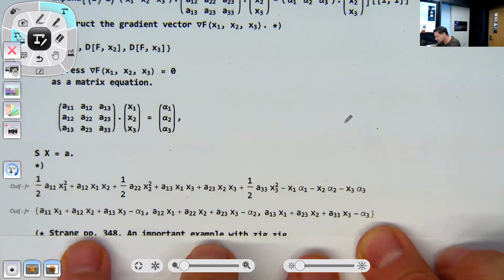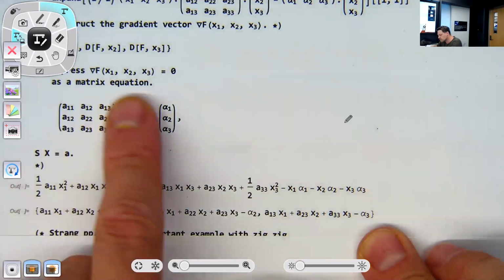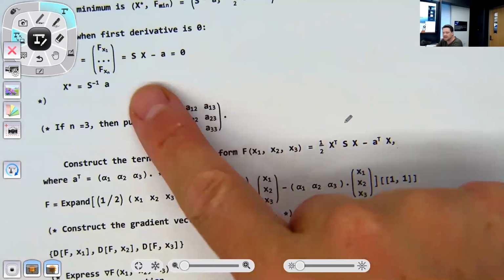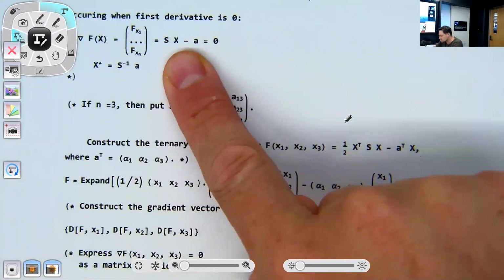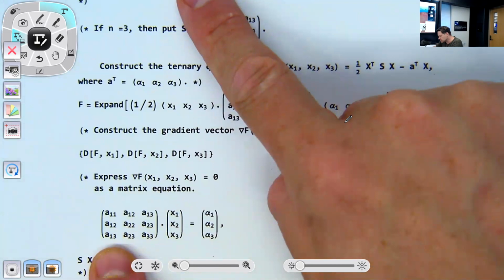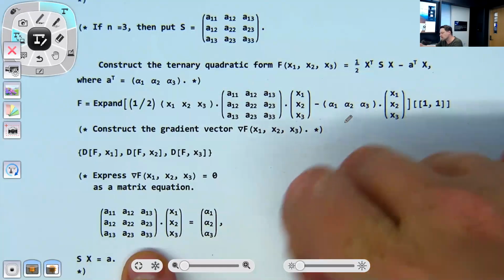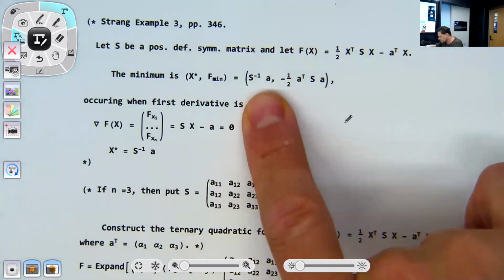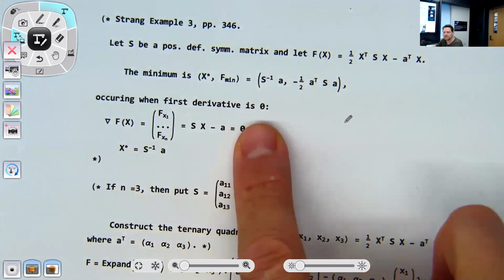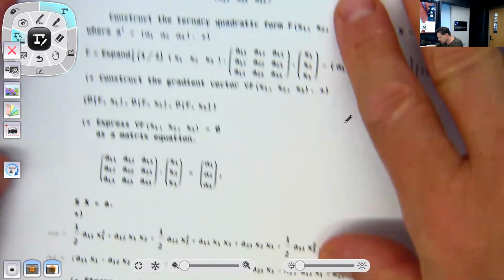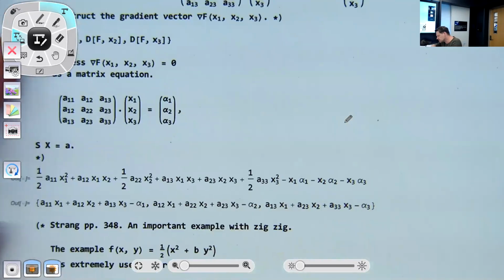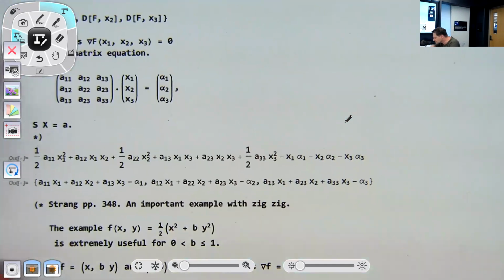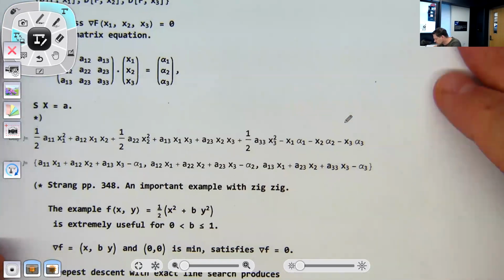So what we see is that this equation, grad f equals 0, is exactly this one, just as claimed right there. Now this is our S, this is our x, this is our A. So multiplying by the inverse, we have the claim that S inverse A occurs when the first derivative is 0. There's a bit more to that, but I don't want to go on and on about the one question. I just want to point out a few things to make that topic a little easier for you.